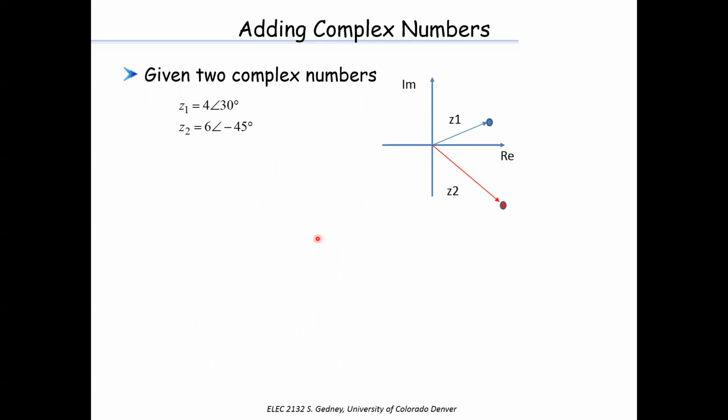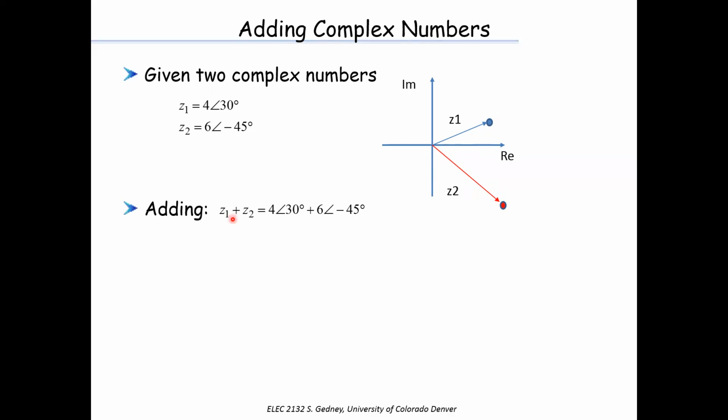Okay, so we need to be able to do operations with complex numbers. For example, if I'm given two complex numbers, I have a 4 angle 30 and a 6 angle minus 45. This vector here is my 4 angle 30. This vector here is my 6 angle minus 45. And I want to add these two complex numbers.